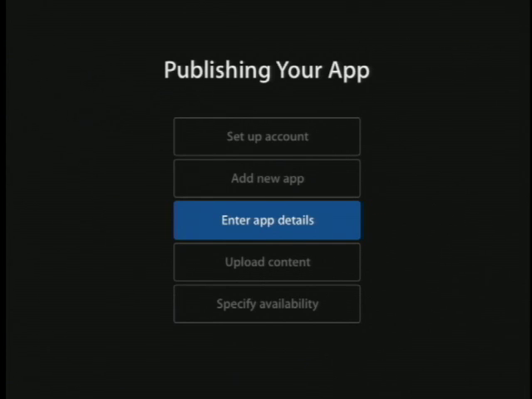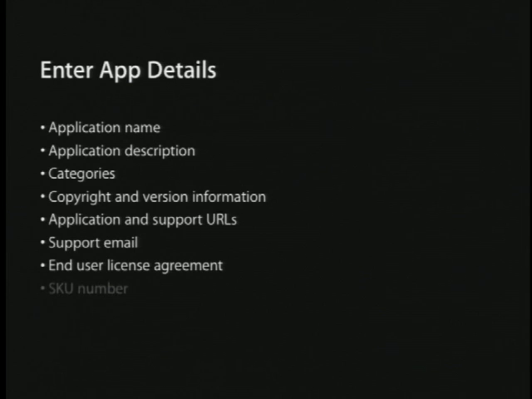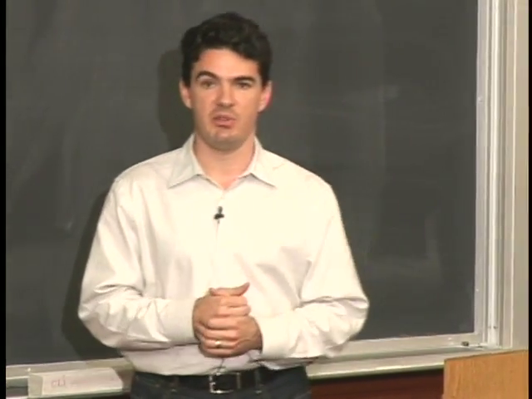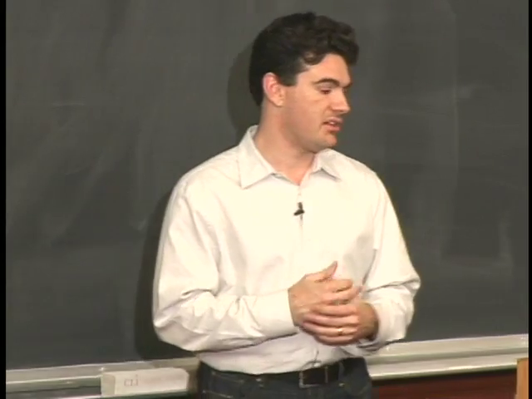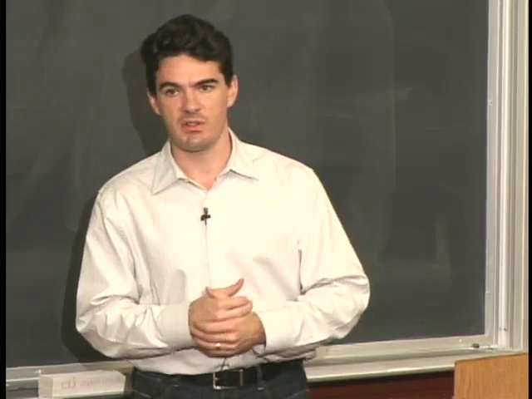Next up are to enter your application details. This is stuff like your application name, your description, categories, copyright and version information, application support URLs, support email address, and end-user license agreement if you have one, as well as a SKU number. The support email address isn't something that actually shows up within the actual App Store, but it is something that we will use internally to contact you in the case of a support issue. The other thing to point out is your SKU number, like your company name, it cannot be changed about your application. And this will appear within your financial reports at the end of the month.